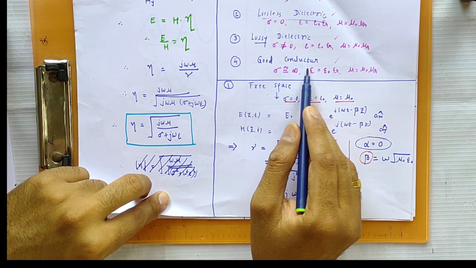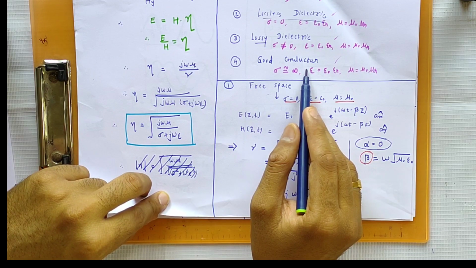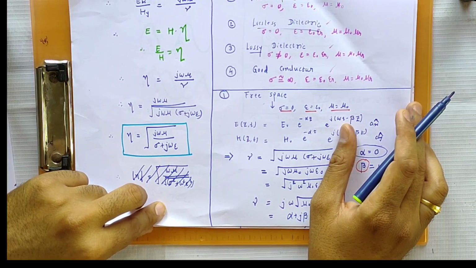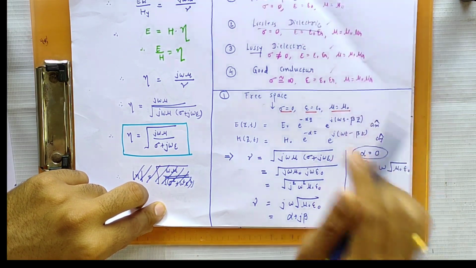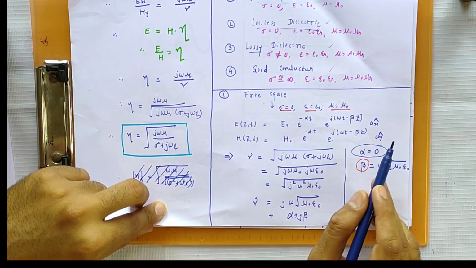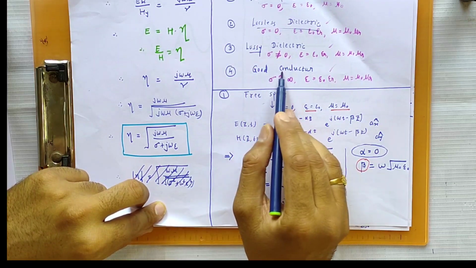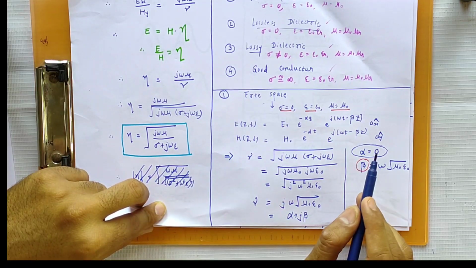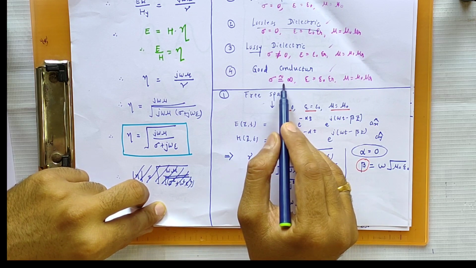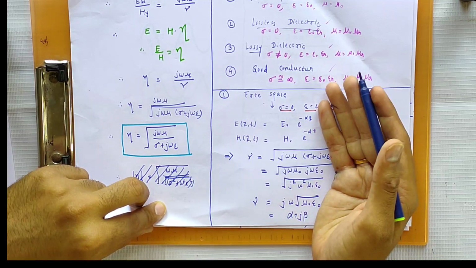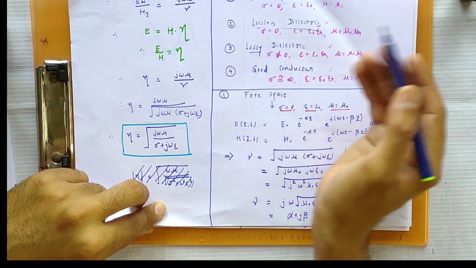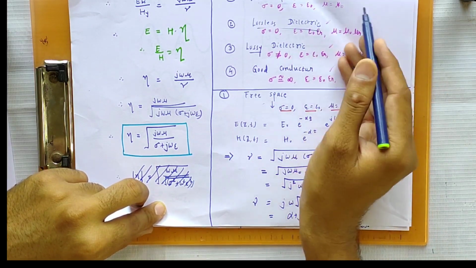A good conductor is a very, very bad medium for electromagnetic waves. Which one is an ideal, or a good, medium for electromagnetic waves? Free space. Free space is a perfect medium for electromagnetic wave propagation. A conductor is a very bad medium because it has very high conductivity. If conductivity is very high, loss is high. That is why free space is an ideal medium for electromagnetic wave propagation.